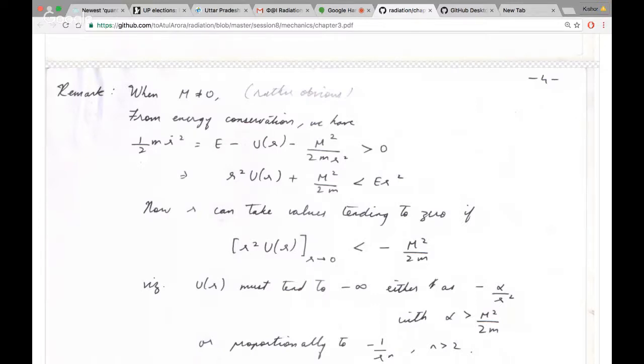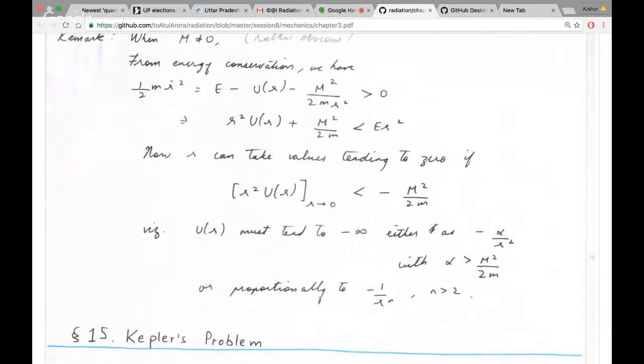So U of r must tend to minus infinity, either as minus alpha by r square with alpha greater than M square by 2m, or proportionally to minus 1 by r^n, where n is greater than 2. So U of r is minus M square by 2m r square. So that's why they have written minus 1 by r^n, where n is greater than 2. Why should n be greater than 2?